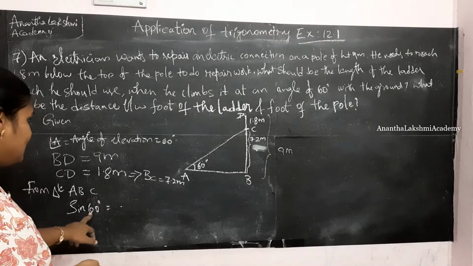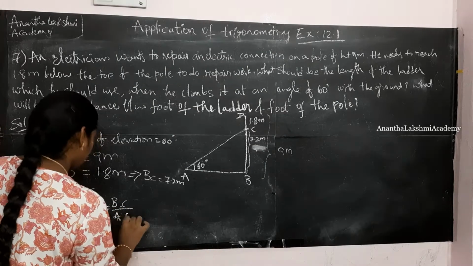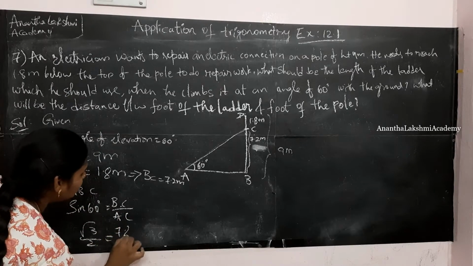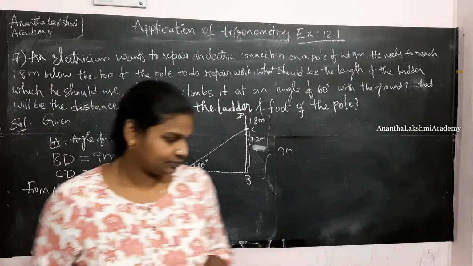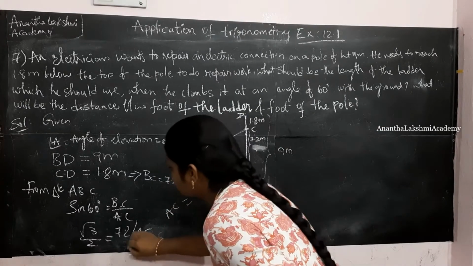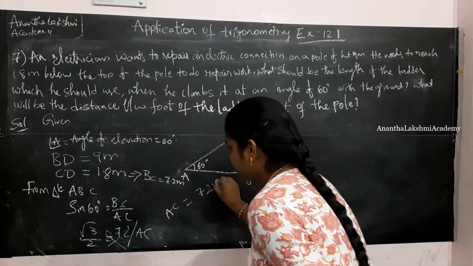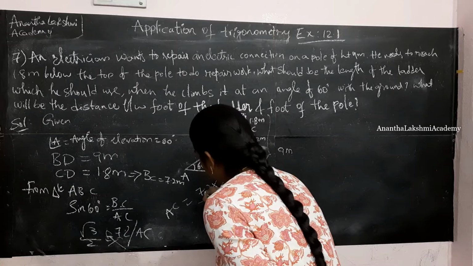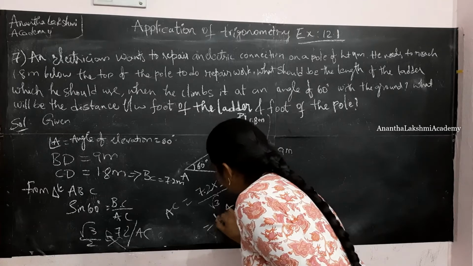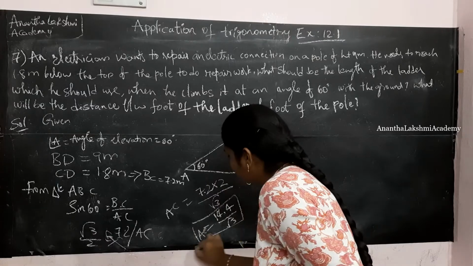Alright. Sine 60 is equal to BC by what? AC. So sine 60 is what? Root 3 by 2 is equal to what is BC? 7.2 by AC. So what does AC become? AC is equal to cross multiplication. 7.2 into 2 by root 3. What is 7.2 into 2? 2 to the 4. 2 7 is 14.4 by root 3. What is this? AC, which is nothing but the length of the ladder.